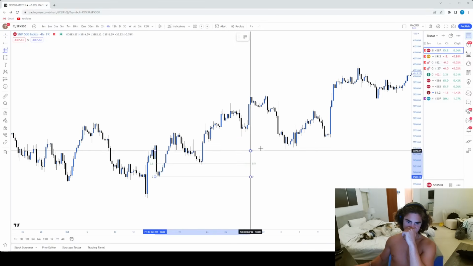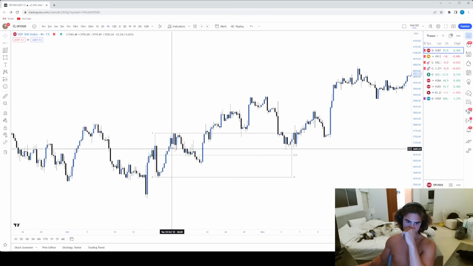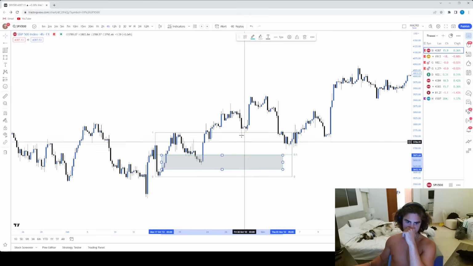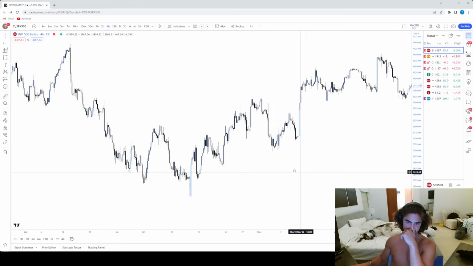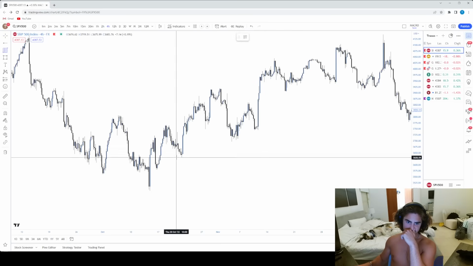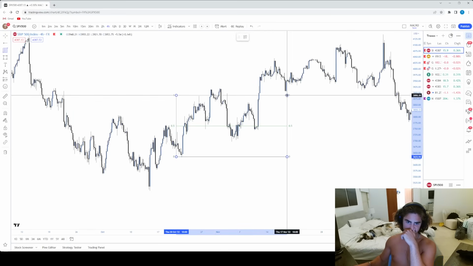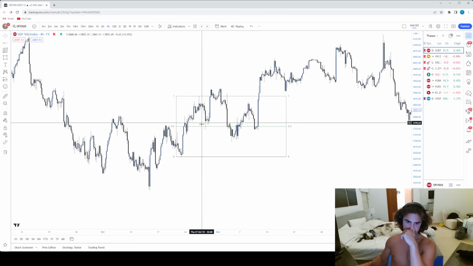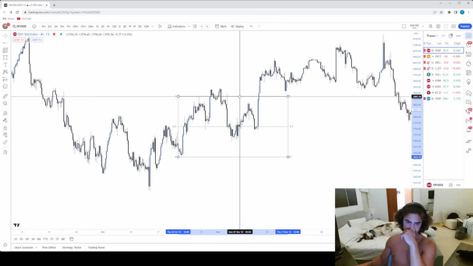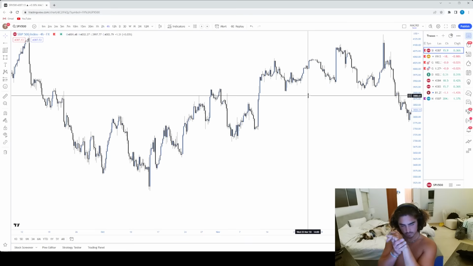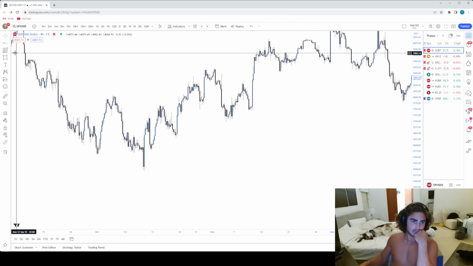Oh, what's this? Low. What's this? High. What's this? Dips into equilibrium. What's this? Imbalance. What's this? Fill. Rally. Daily low, daily high. What does price do? Barely taps equilibrium, rallies higher. Simple stuff, man. Simple stuff. Literally, on this.